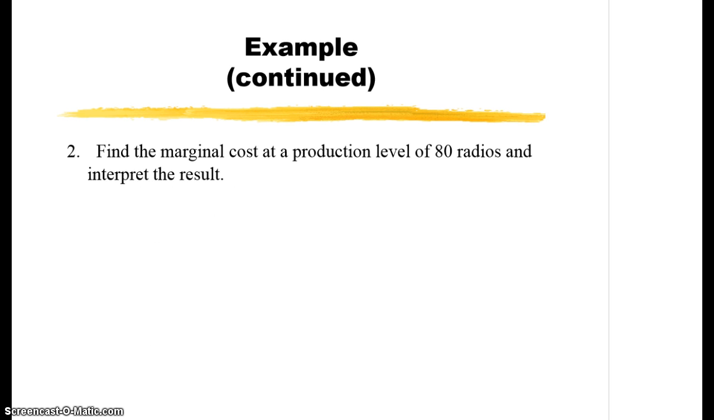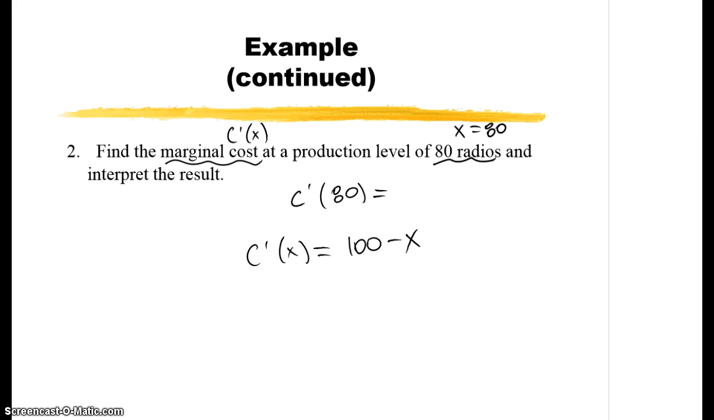Part 2 says find the marginal cost at a production level of 80 radios and interpret the result. So we want the marginal cost, c prime of x, at a production level of 80 radios, meaning x is equal to 80, and interpret that result. So what are we looking for? We're looking for c prime of 80. And since we found c prime of x to be 100 minus x, c prime of 80 is simply going to be 100 minus 80, or 20.